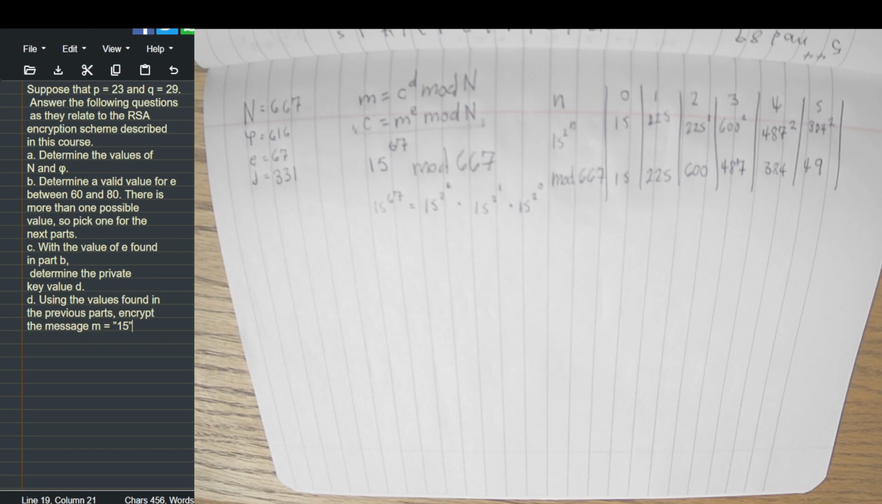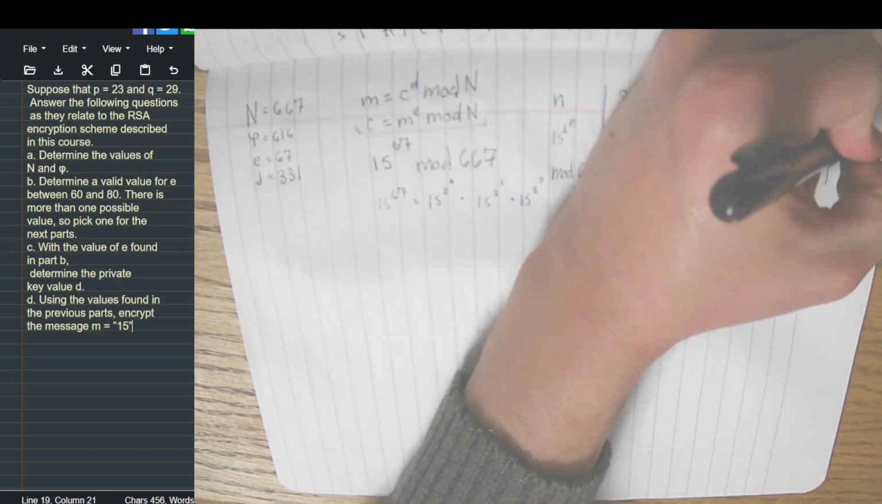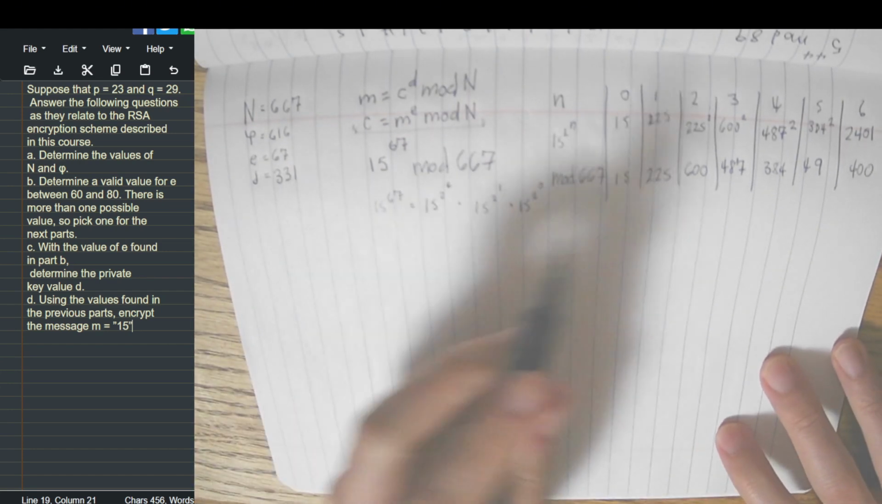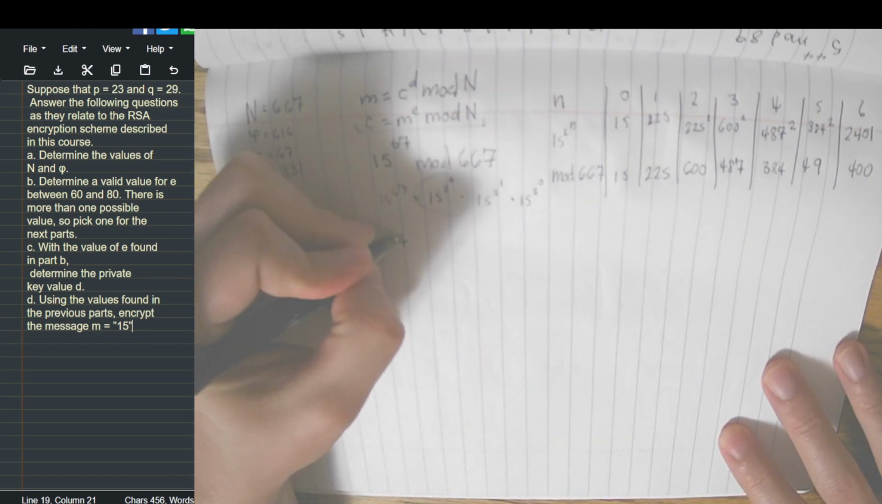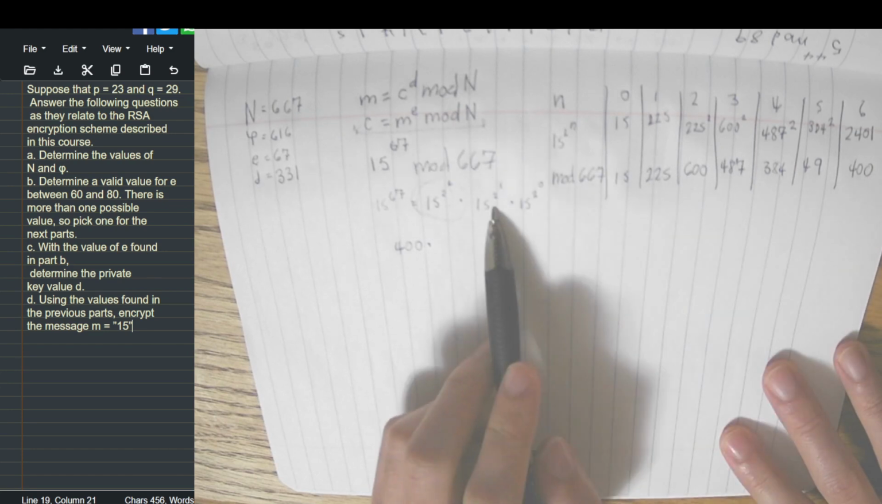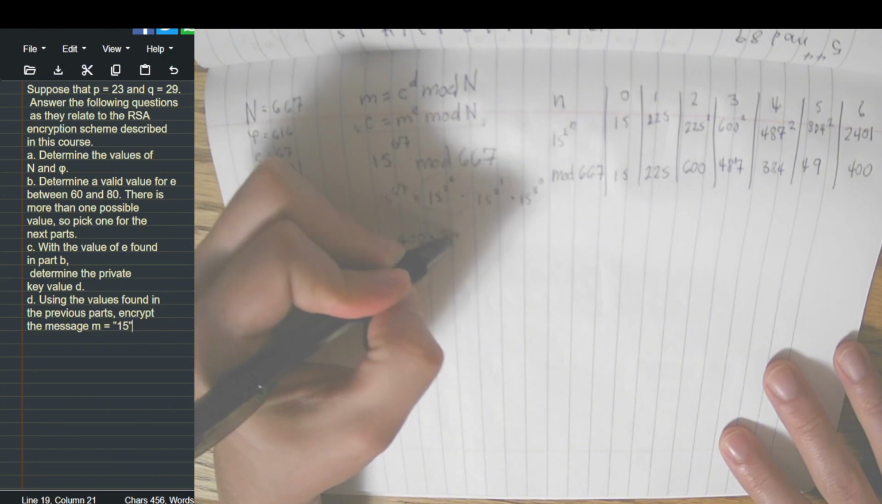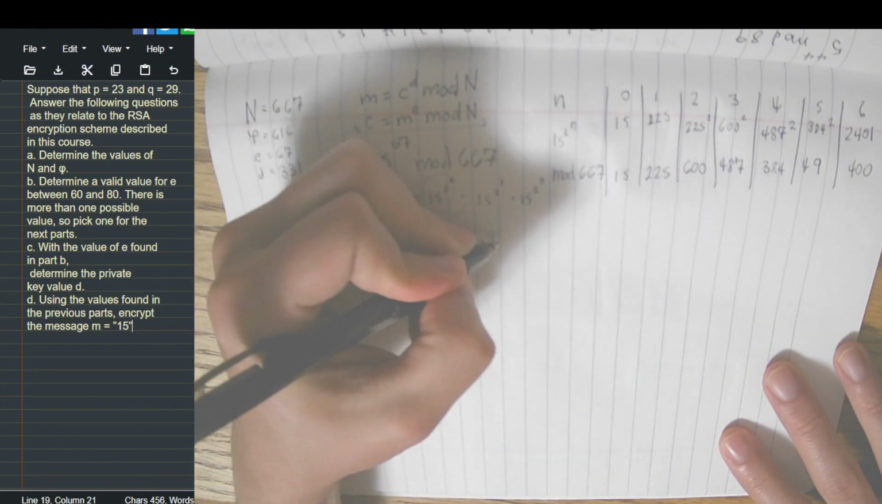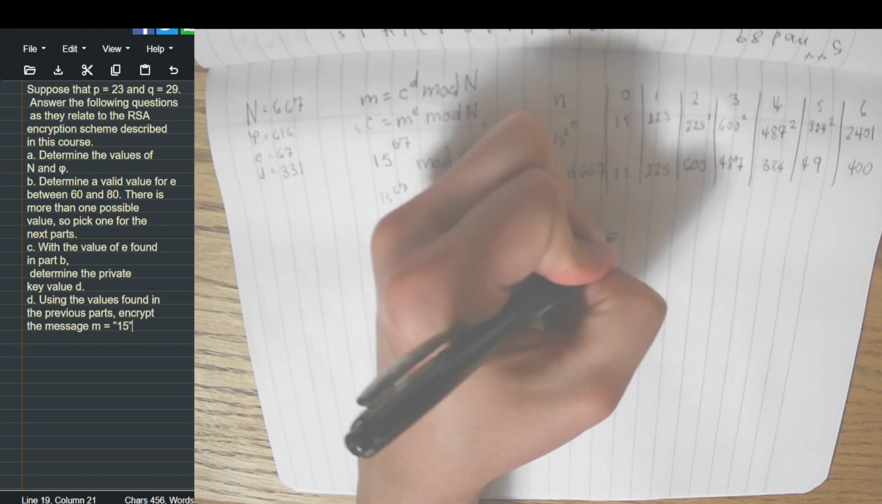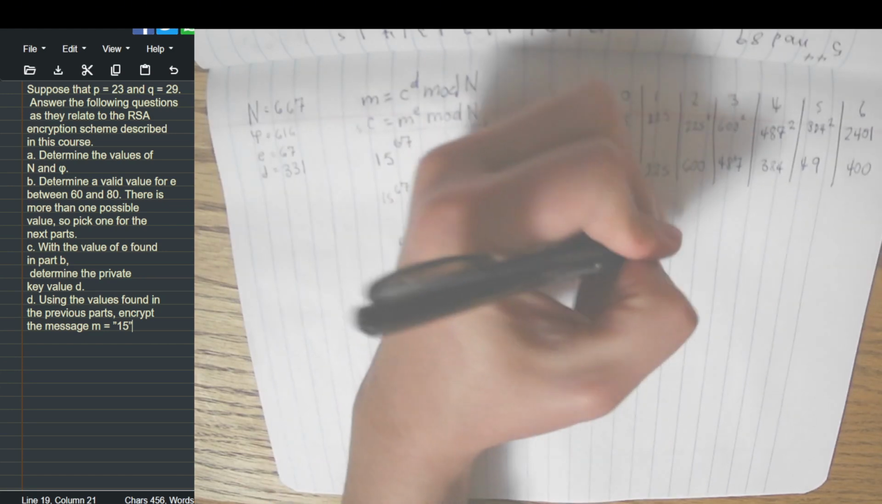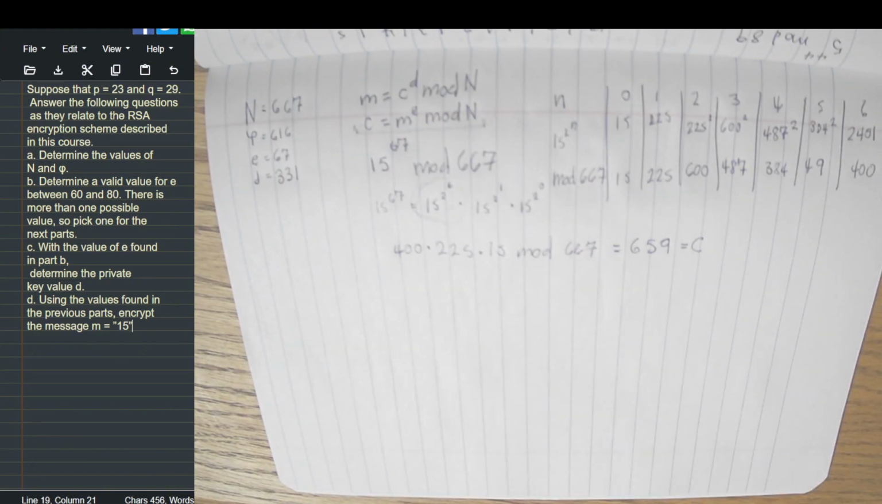49 squared, now we're talking. This is like a much smaller number. 2,401 for 6. And that is 400. So now we have all our values. And now we can just multiply them out. So 400 matched up with this one. I have 400 times 2 to the 1. I matched up with this one. Times 225 times 15 matched up with this one. All that mod 667. So 400 times 225 times 15 mod 667. This is equal to 659. C equals 659. So that is the encryption.